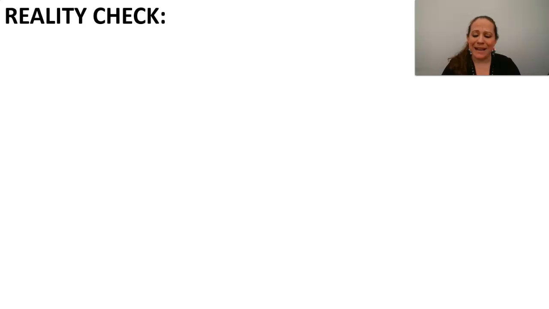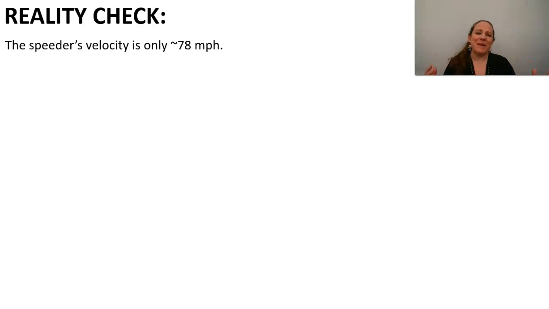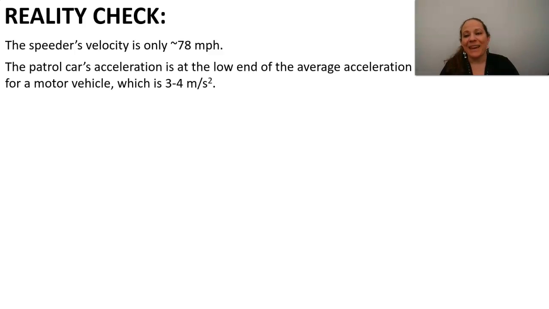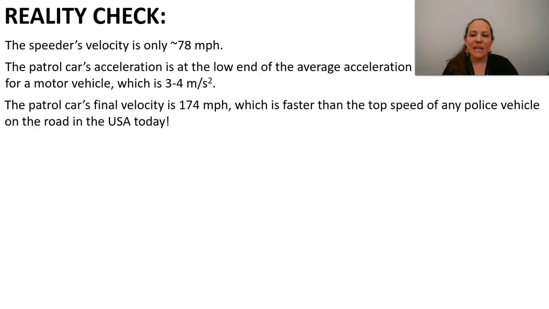So let's do a little reality check here. Our speeder's velocity is only about 78 miles per hour. And the patrol car's acceleration is at the low end of the average acceleration of a passenger vehicle, which is 3 to 4 meters per second squared. Our patrol car's final velocity is 174 miles per hour, which is faster than the top speed of any police vehicle on the road in the USA today.